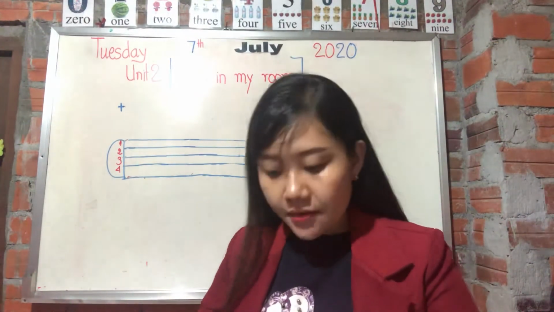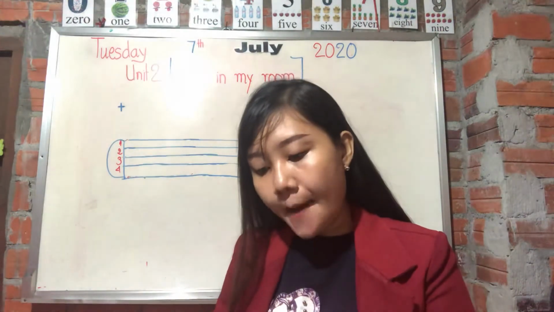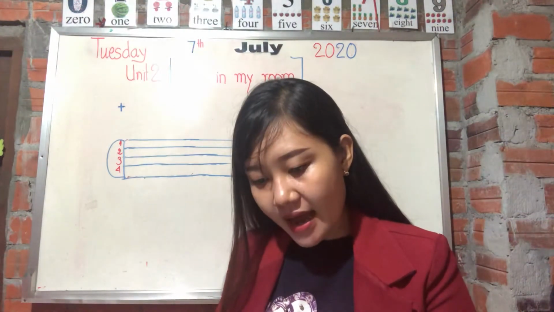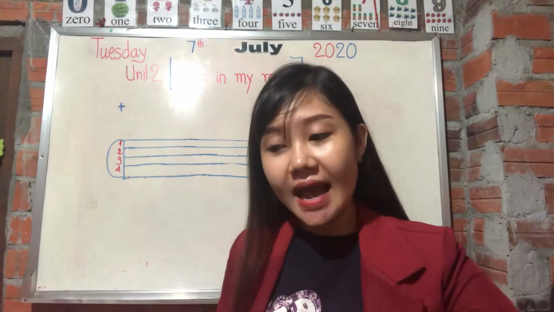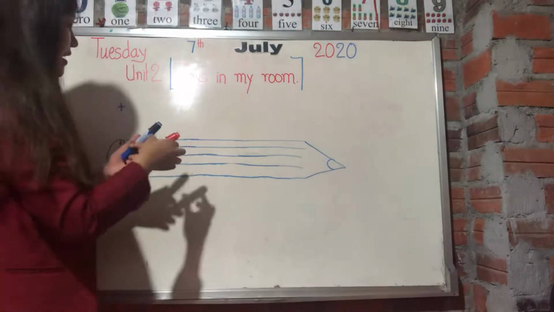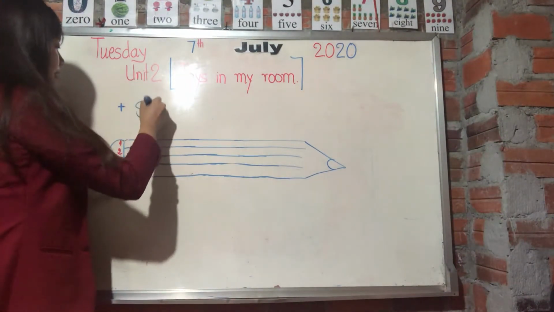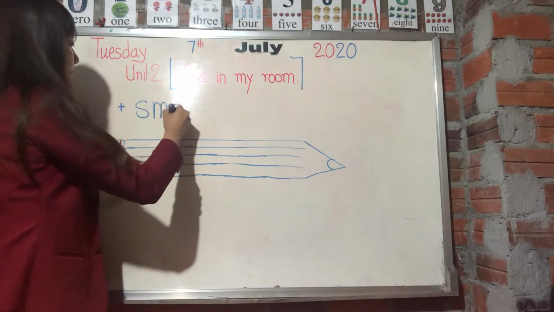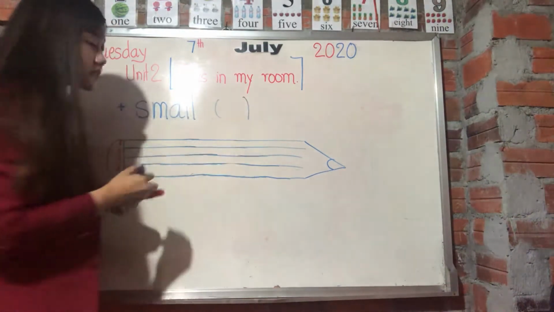Okay, class, now can you count for me again? Small, spell S-M-A-L-L. Very good. The word that you study today is small, S-M-A-L-L. What is the part of speech?